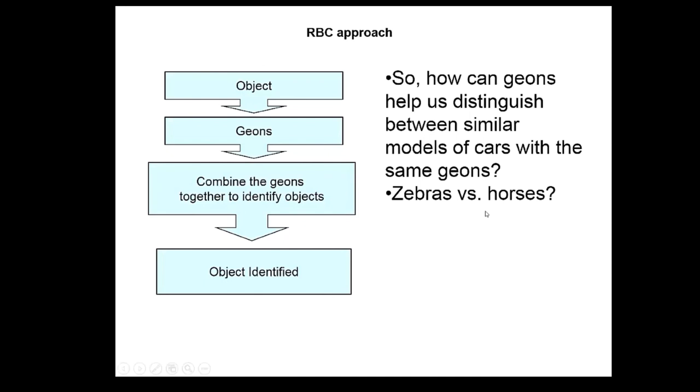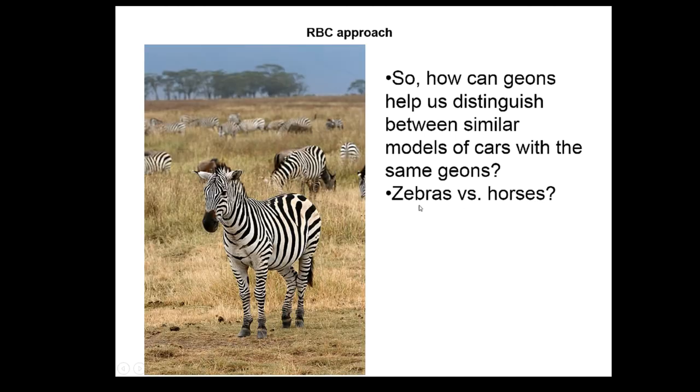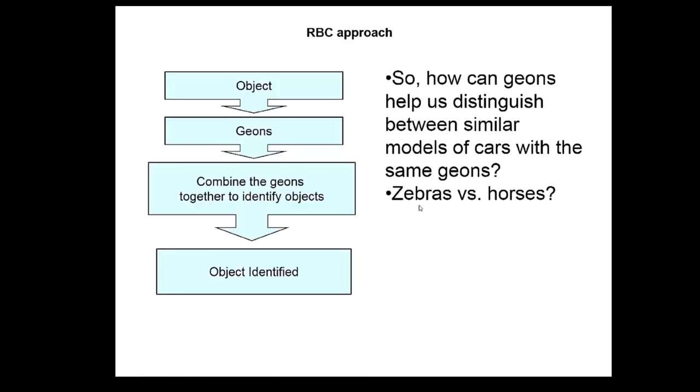Same thing here in distinguishing between zebras versus horses. There are some differences like in the ears and so on between zebras and horses, but their overall shapes are really pretty similar. And I'm betting that for most people, it's not the geons that help us identify a zebra versus a horse, but the stripes. So the RBC approach does have some limitations because of that.